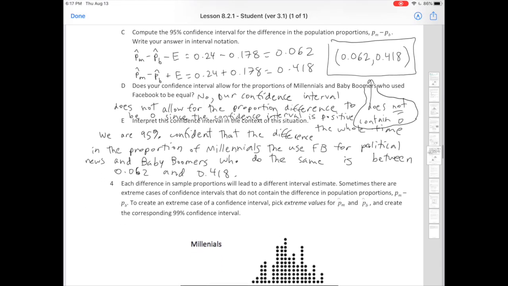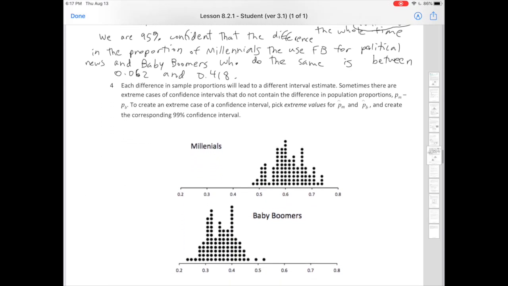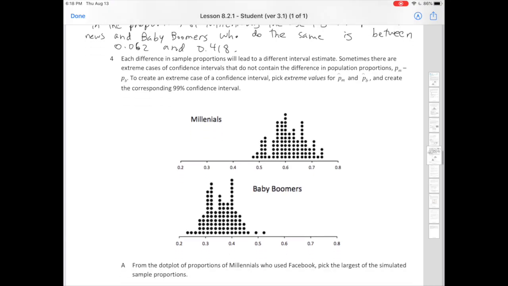Okay, let's keep going. Each difference in sample proportions will lead to a different interval estimate. Sometimes there are extreme cases of confidence intervals that do not contain the difference in population proportions. To create an extreme case of a confidence interval, pick extreme values for p-hat M and p-hat B and create the corresponding 99% confidence interval.